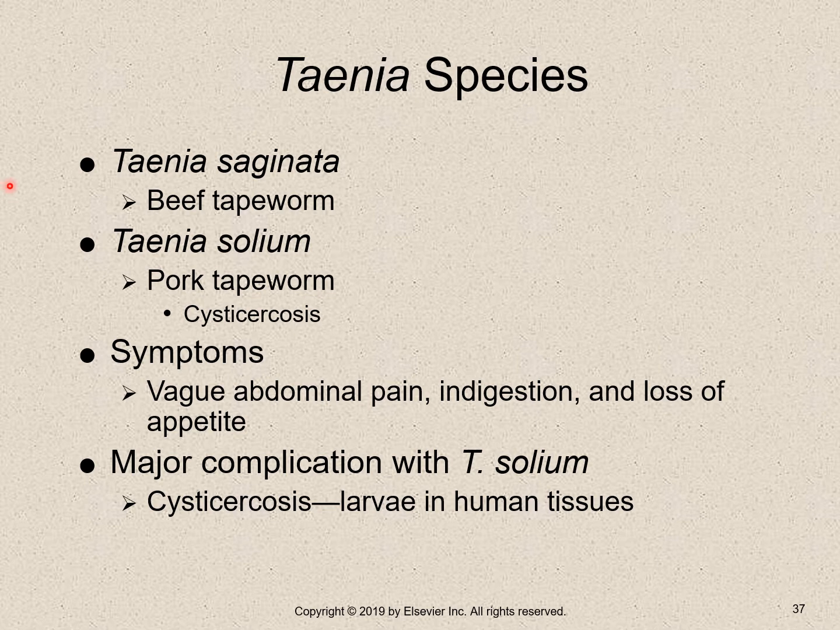Symptoms of Taenia infection include vague abdominal pain, indigestion, and loss of appetite. A major complication associated with Taenia solium is cysticercosis, in which parasitic tissue infection occurs by larval cysts of the species. These larval cysts can affect various human tissues, including brain, muscle, or other tissue, and are a major cause of adult-onset seizures in low-income countries.